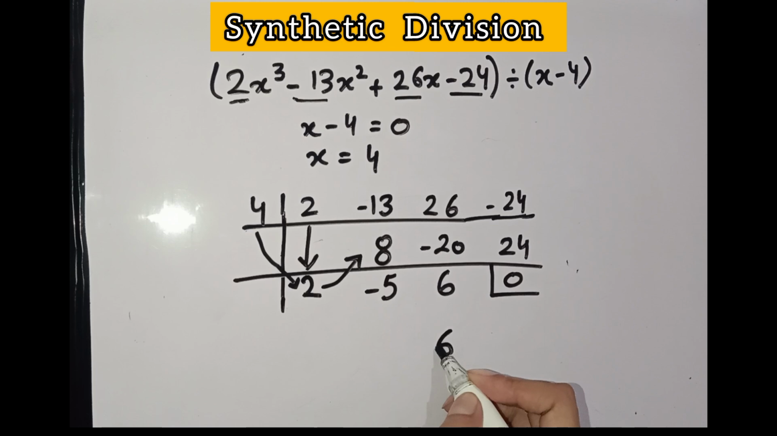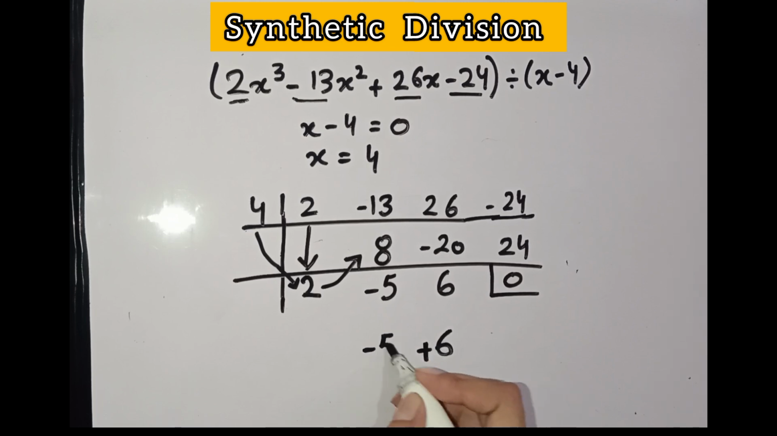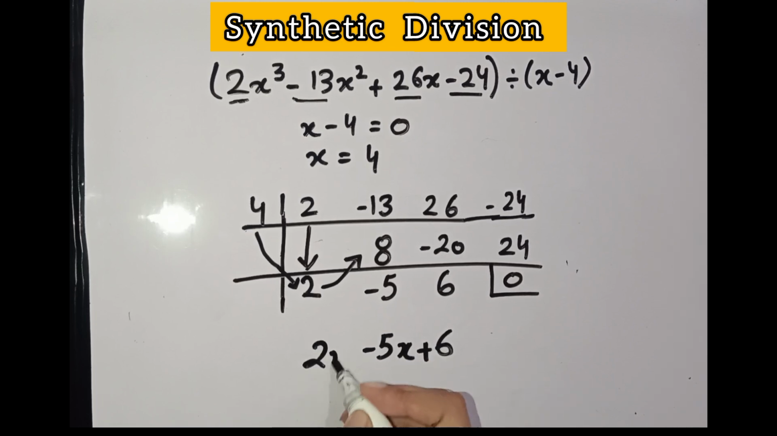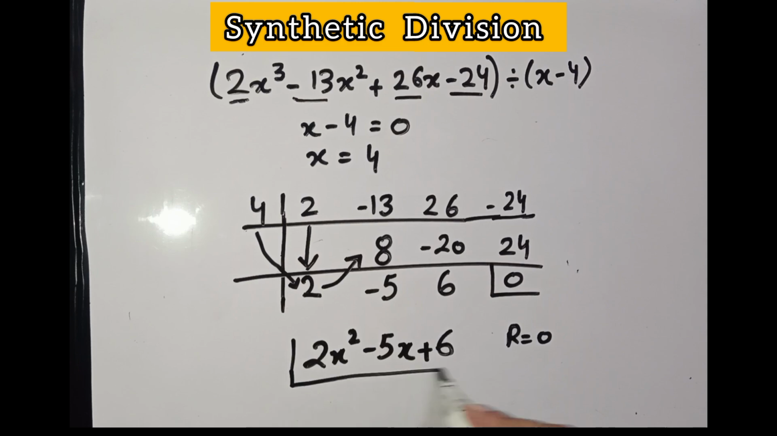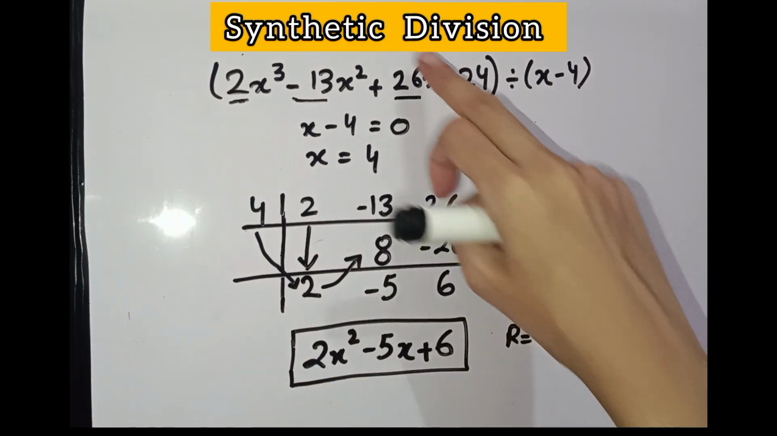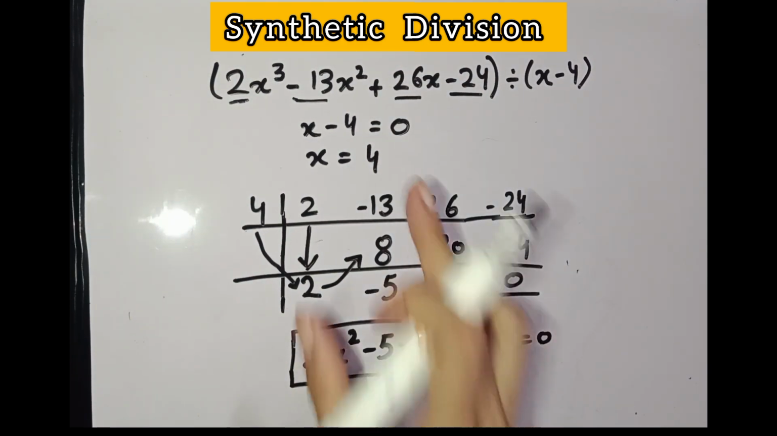How can we write this? 2x squared minus 5x plus 6. This procedure remains the same: first we get the constant, then the first degree of x, and then the second degree of x. Now we'll move forward towards the long division and we'll get the same answer for that.